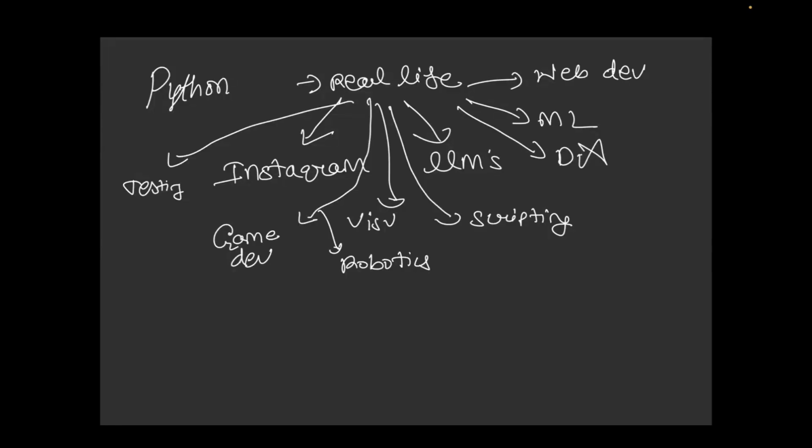Now we need to understand what Python basically is, and why Python is used in every field. If you know about Java, Java is basically used for software development majorly. Java is used for testing majorly, but Java is not used for LLM. Java is not used for data analytics. Java is not used for machine learning. Java is not used for visualization. Why?